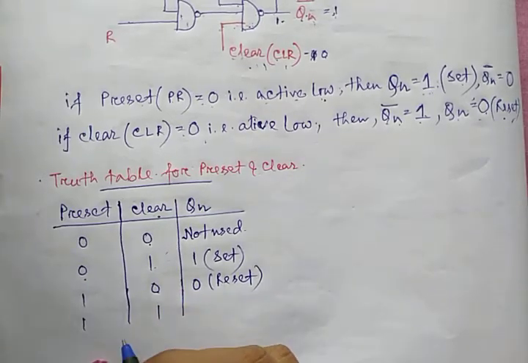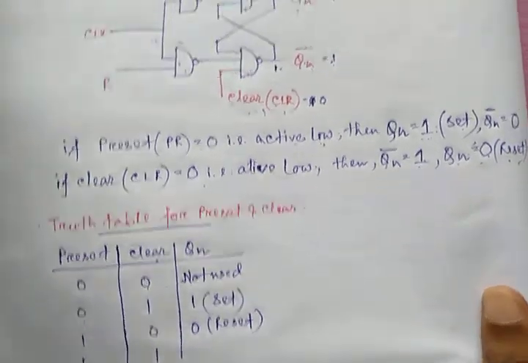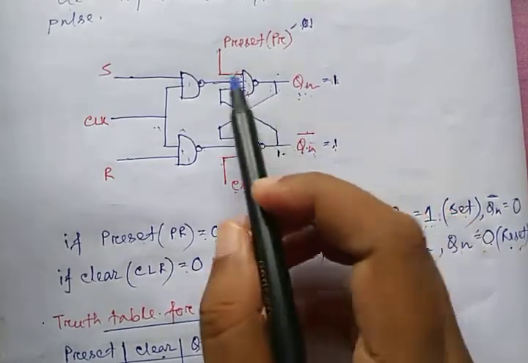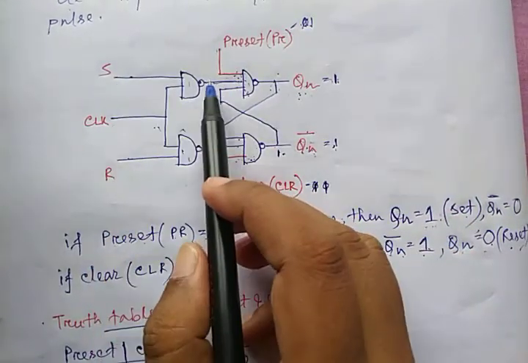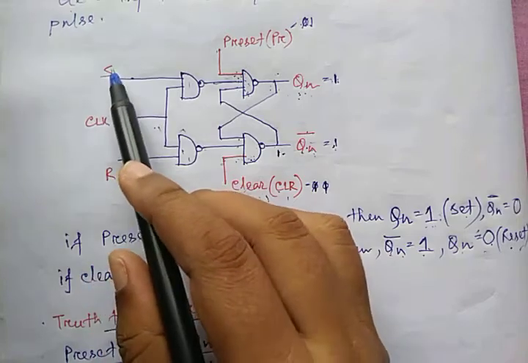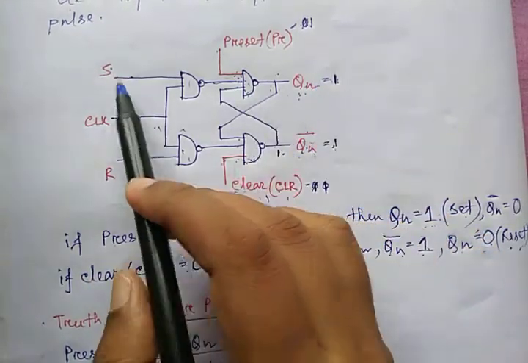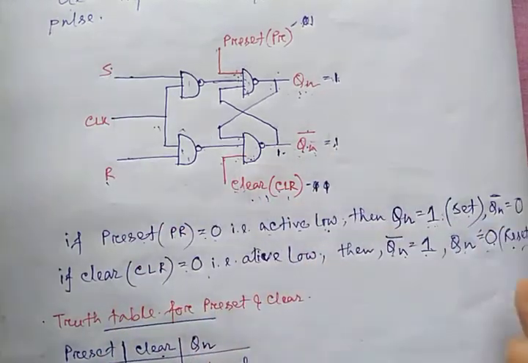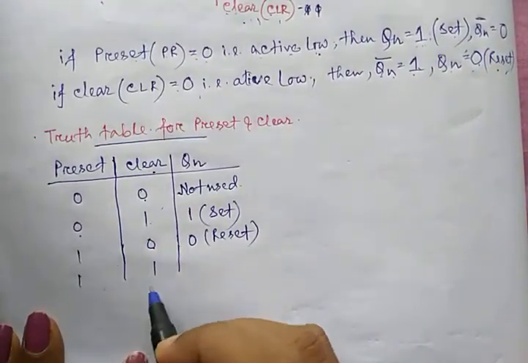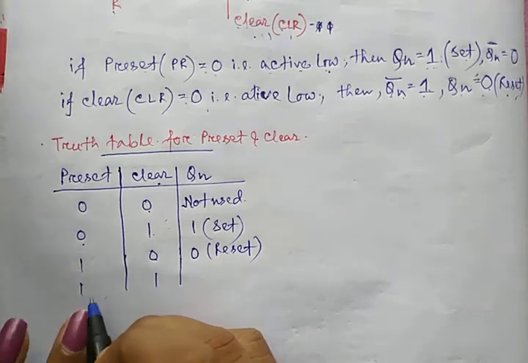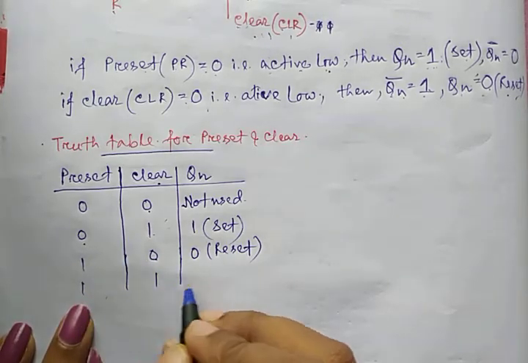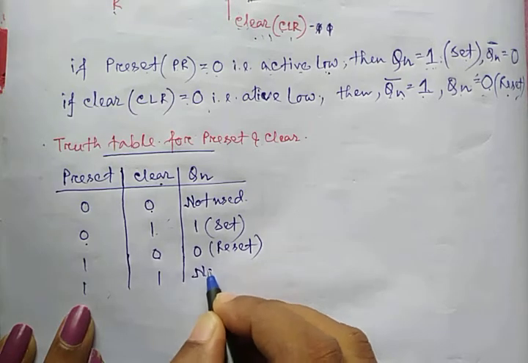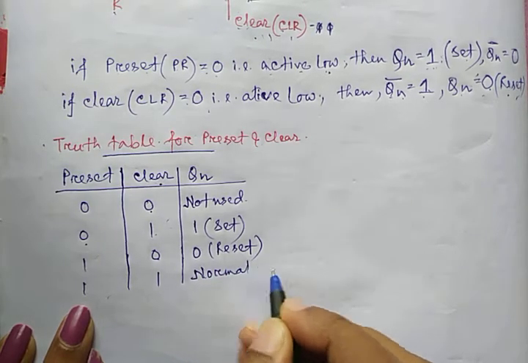Okay. Now when both are 1, both are 1 means preset also 1, clear also 1. So when both are 1, the flip-flop is totally affected by, or it changes its value by, its input signal and the clock value. So when both the gates are 1, both preset and clear, both the input signals as 1, it works as a normal flip-flop.